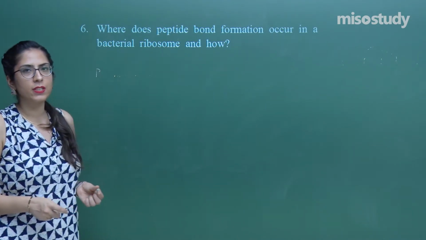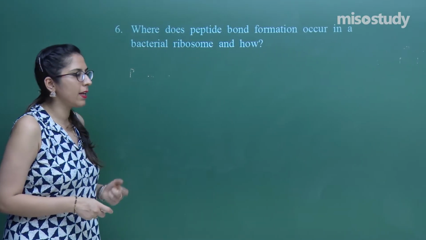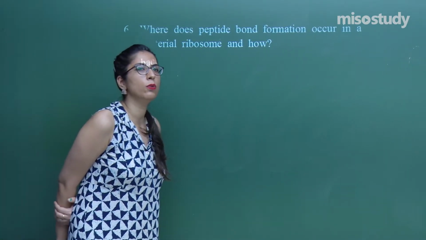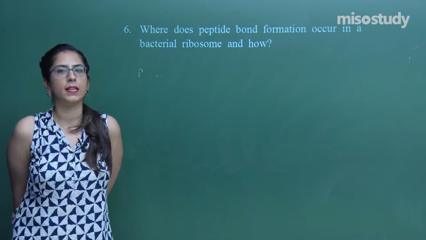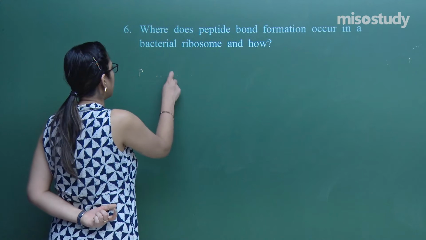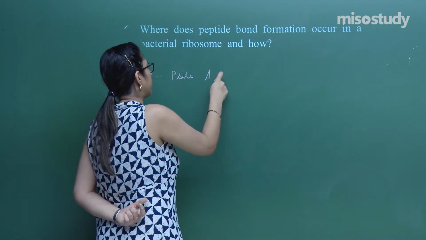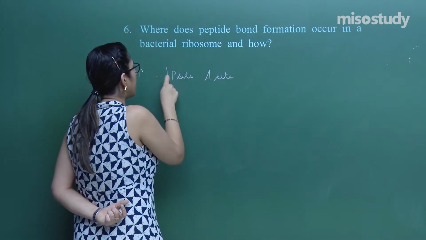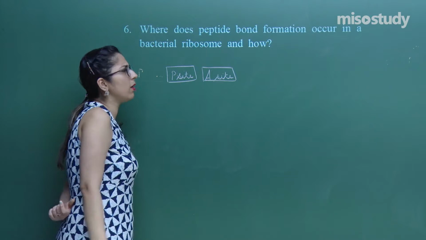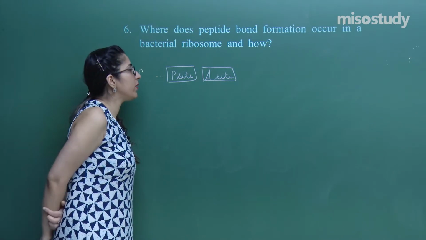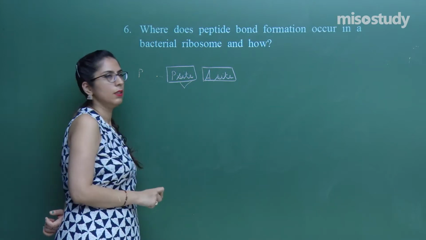You know, when I was discussing protein synthesis, the ribosome is there. In the ribosome, there are two sites. One is called the P site and second is called the A site. Whenever we talk about the first amino acid, let's take an example of AUG or methionine, when the first amino acid comes, it always comes at the P site, right?